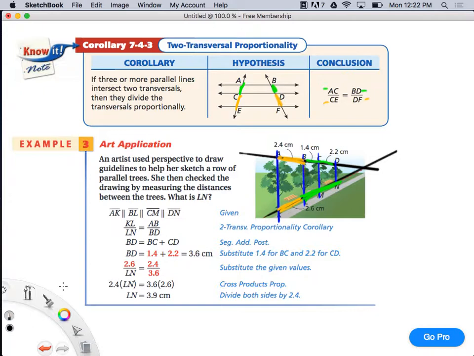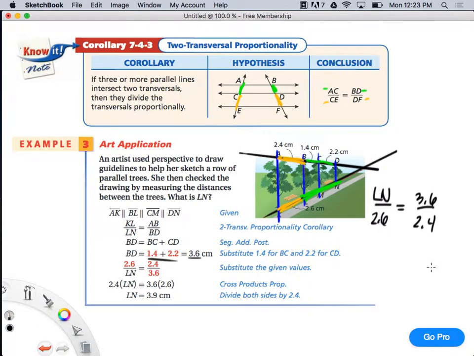So I'll write LN over 2.6 equals 1.4 plus 2.2. Well, 1.4 plus 2.2 is 3.6 over 2.4. You see? So you just have to figure out which line segments are proportional to each other. This over this is proportional to that over that. And then once they do that, they just solve and get LN is equal to 3.9. Does that make sense to you guys?